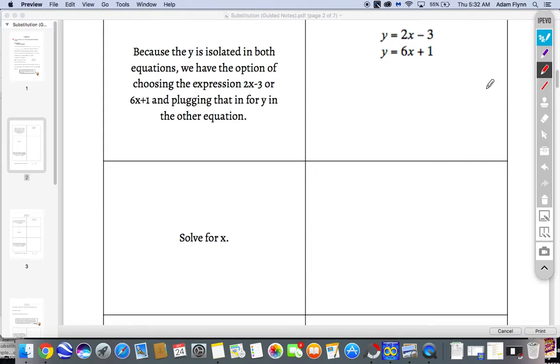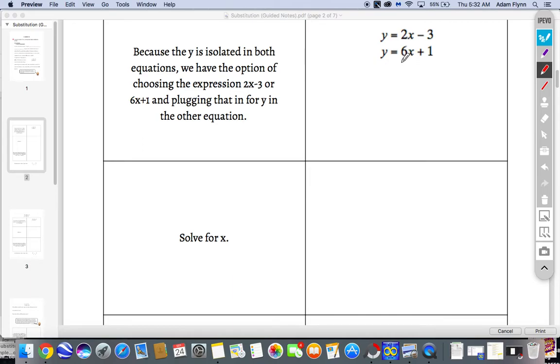Okay, so because the y is isolated in both equations, we have the option of choosing the expression 2x minus 3 or 6x plus 1 and plugging that in for y in the other equation. So if I take a look at this right here, I'm going to look at y equals 6x plus 1. Okay, this equal sign in math, equals means is. So this basically is saying y is the same thing as 6x plus 1.